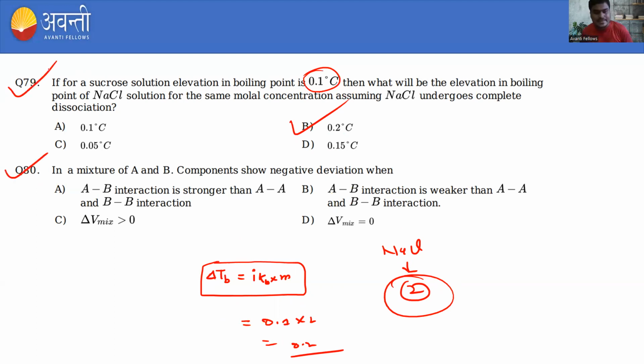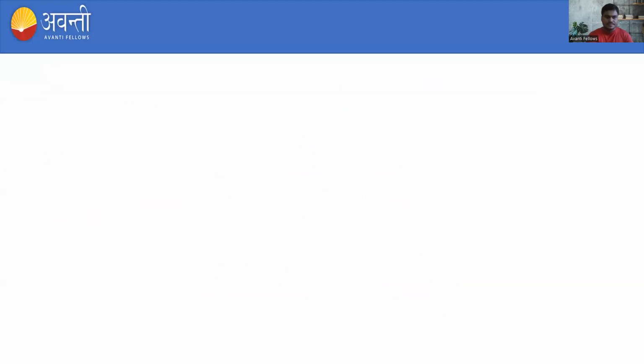Now move to question number 18. In a mixture of A and B, components show negative deviation. Negative deviation means the vapor pressure comes out to be less than what we expected from Raoult's law. This will happen only when the force of attraction between the two liquids is more, that is, the solute-solvent attraction is stronger, so AB interaction is stronger than AA and BB. So the correct answer is A, because the solute-solvent force of attraction is more as compared to solute-solute and solvent-solvent. So less vapor will be formed.